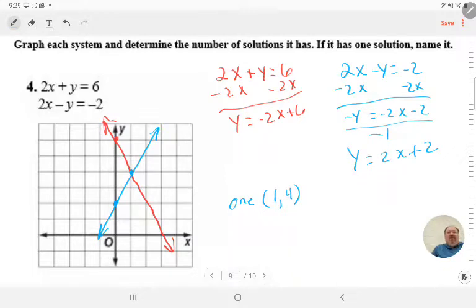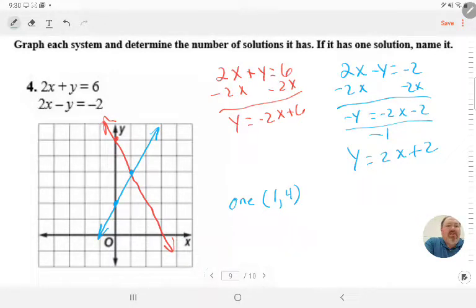All right, so let's see how you did. So 2x plus y equals 6. I can convert that by subtracting 2x from both sides and get y equals negative 2x plus 6. So I know the y-intercept is at 6, so I put that point, and then my slope is negative 2, so down 2 over 1, and draw my line.